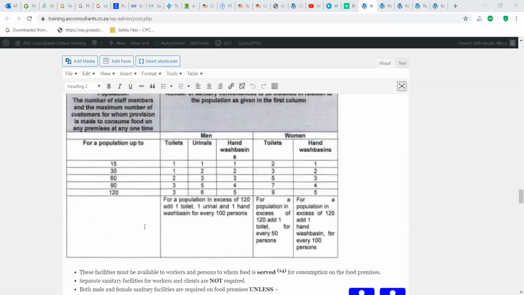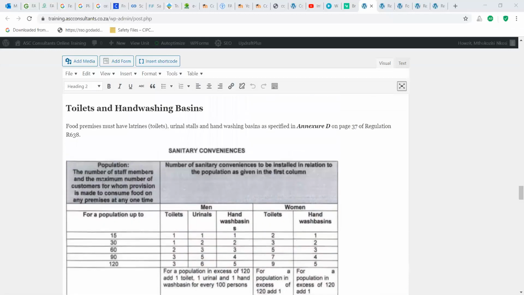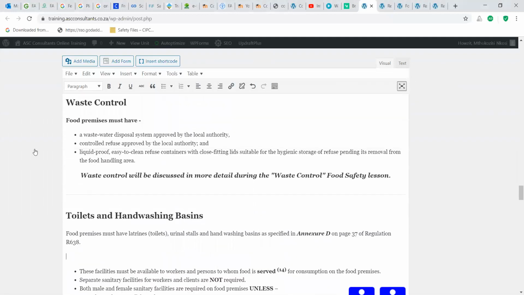This is a guideline on how many toilets you should have. You'll see here that they're saying the number of staff members plus the maximum number of customers for whom provision is made to consume food on the premises at any one time. So if you've got 10 staff members and you are expecting 50 customers at any given time, then you'll fall under the category where 60 are required.